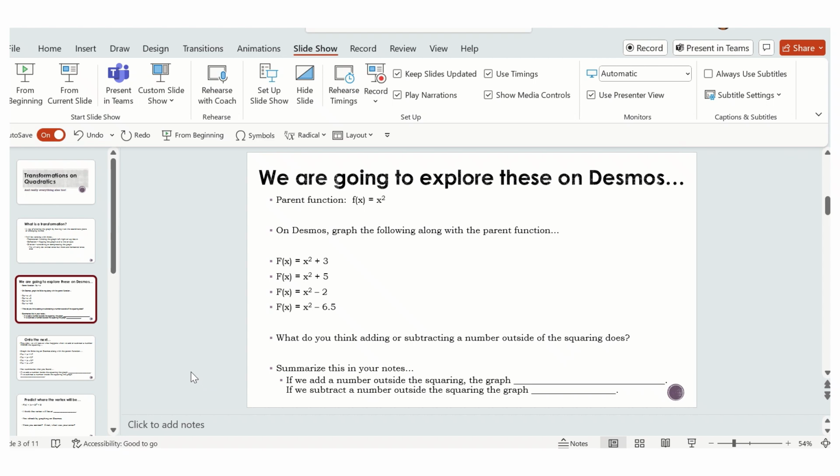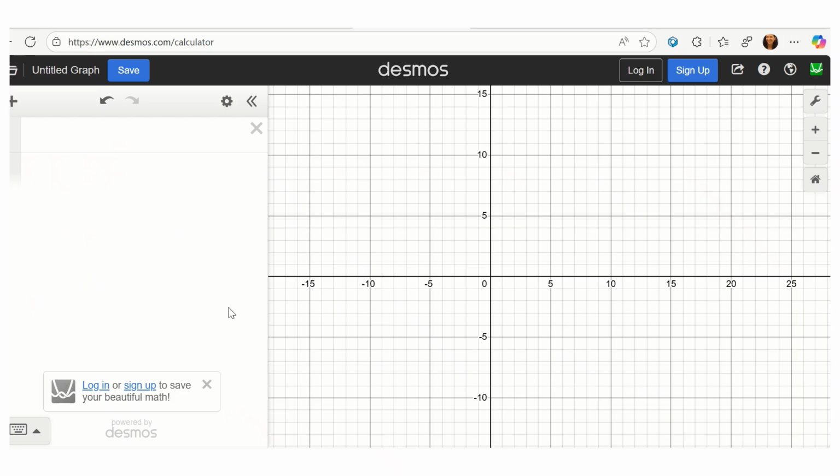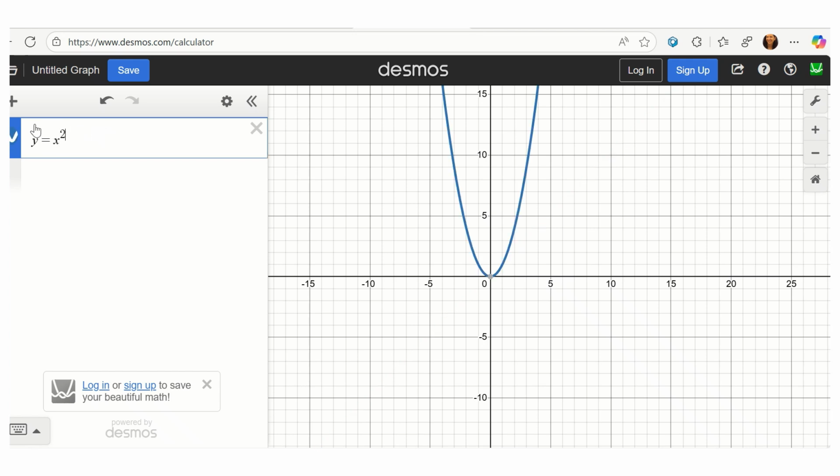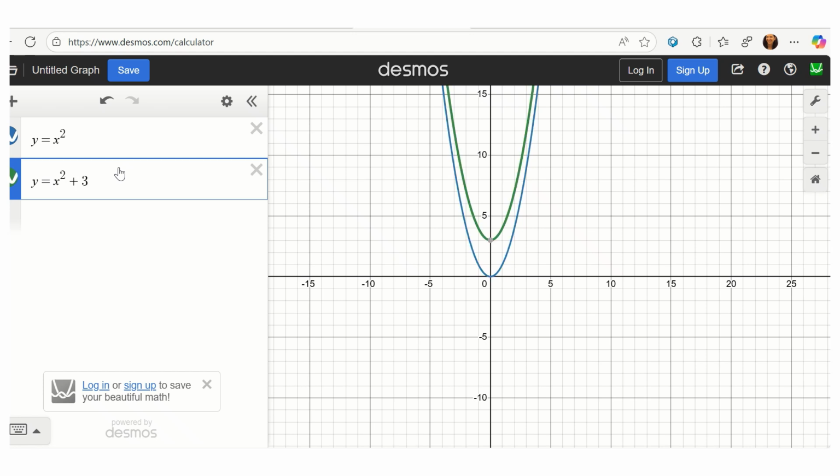All right, so I'm going to click over to Desmos, and we're going to start by typing the parent function. I'm going to use y instead of f of x just to simplify things. So that's my parent function right there. In my next line down, I'm going to type my first variation on that, which is x squared plus 3. I'll give you a moment to look at it.